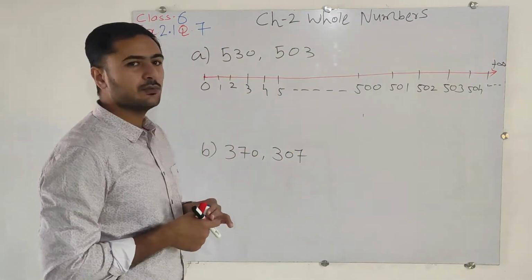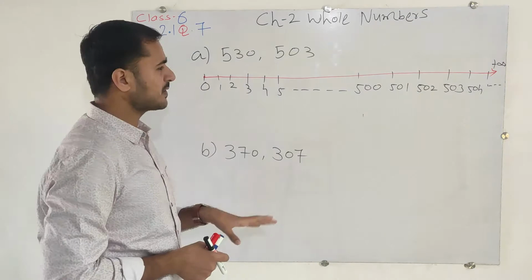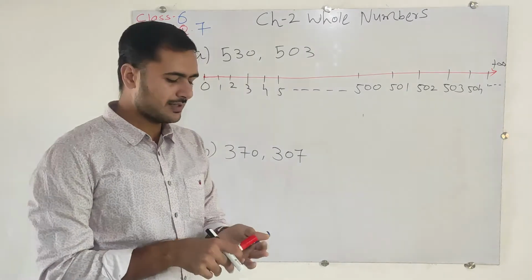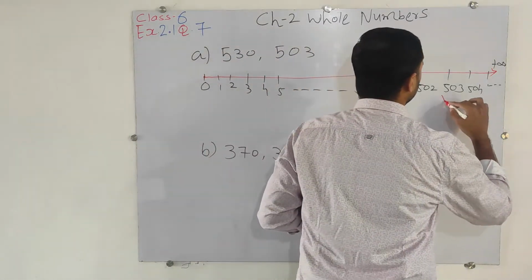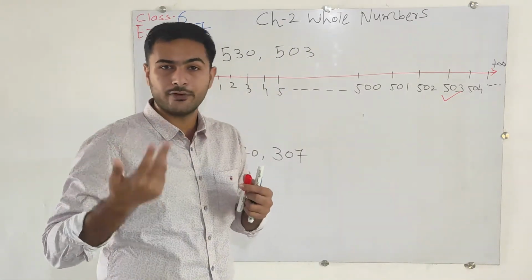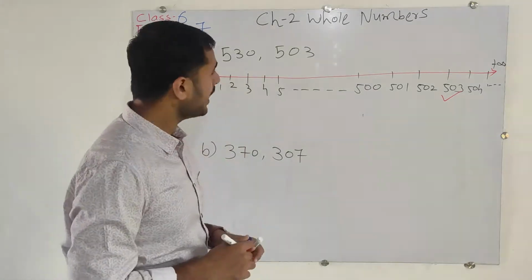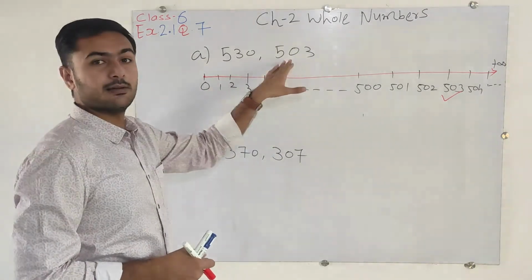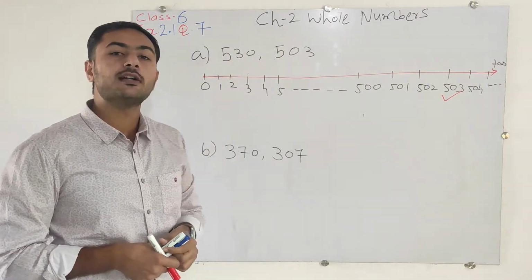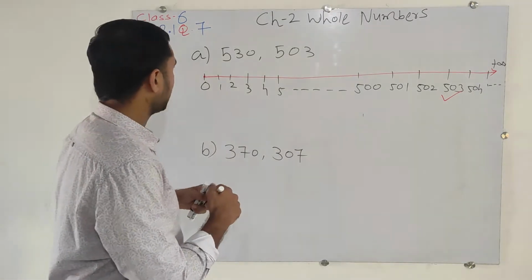Now one more thing you have to see: identify these two numbers, 530 and 503. Which number comes first? Let's see. 500, 501, 502, 503. So the first number that comes is 503. After that 504, 505, like 520, 525, 526, 527, 528, 529 and 530. So here we can say that the number 503 is on the left hand side of 530 on the number line.